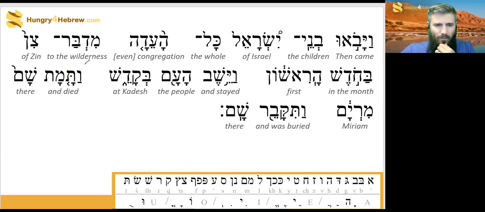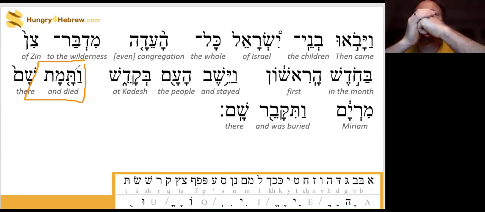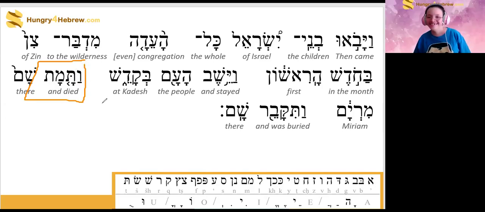All right, so we've already talked about this one just a little bit. Well, at least you know what the root is. You can see it's also a vayiktol with a tav at the front that says she is the subject. She who? Miriam, of course.